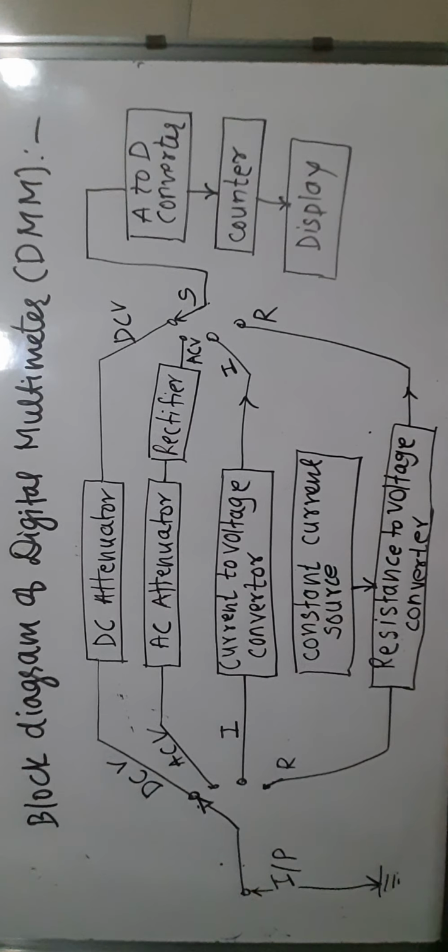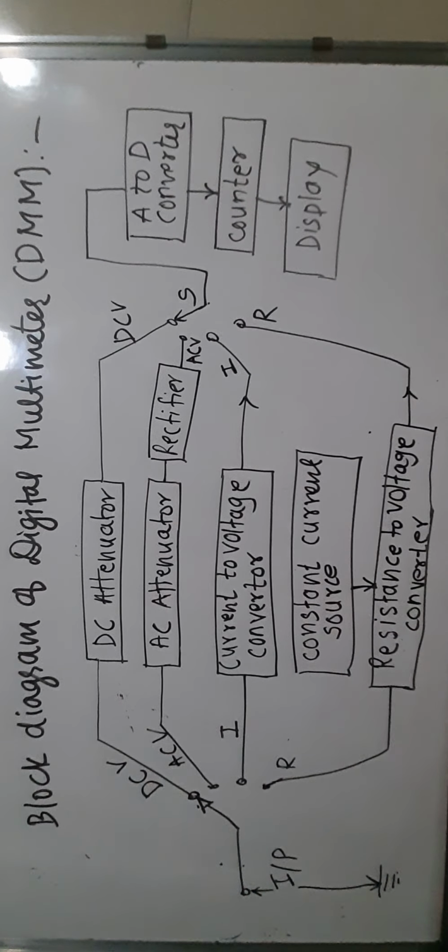Now let's see the advantages of digital multimeter over analog multimeter. Analog multimeter means multimeter which shows deflection on the screen in the form of voltage or current. So the advantages of digital multimeter over analog multimeter are: first is digital multimeter has very high input impedance, due to which loading effect is minimized. Due to loading effect, what happens? It shows the wrong value. But in case of digital multimeter, loading effect is minimized, so we can have the accurate value.